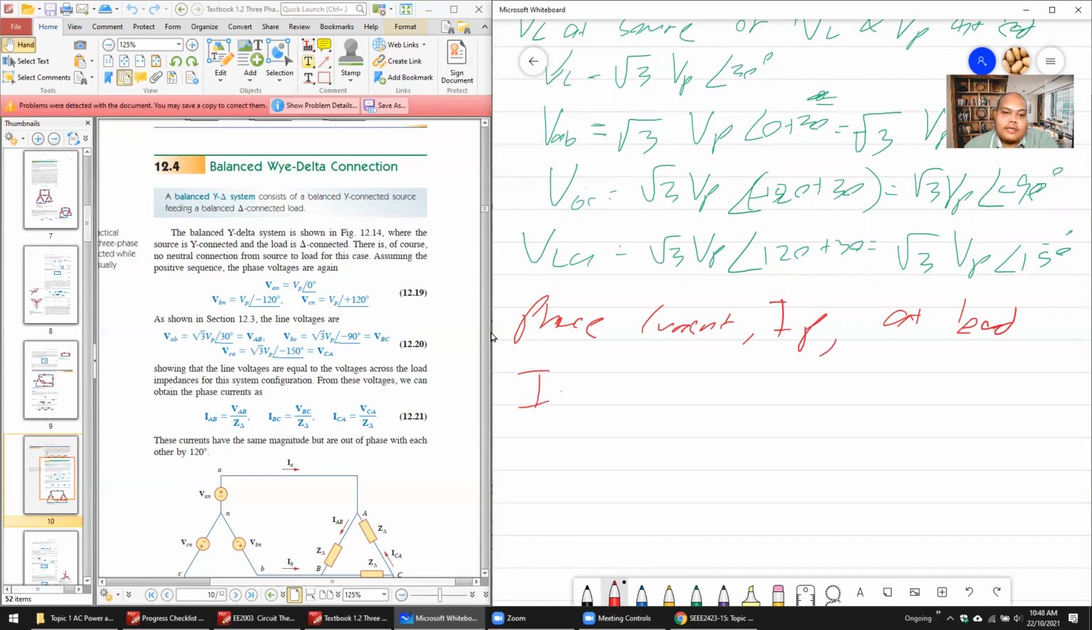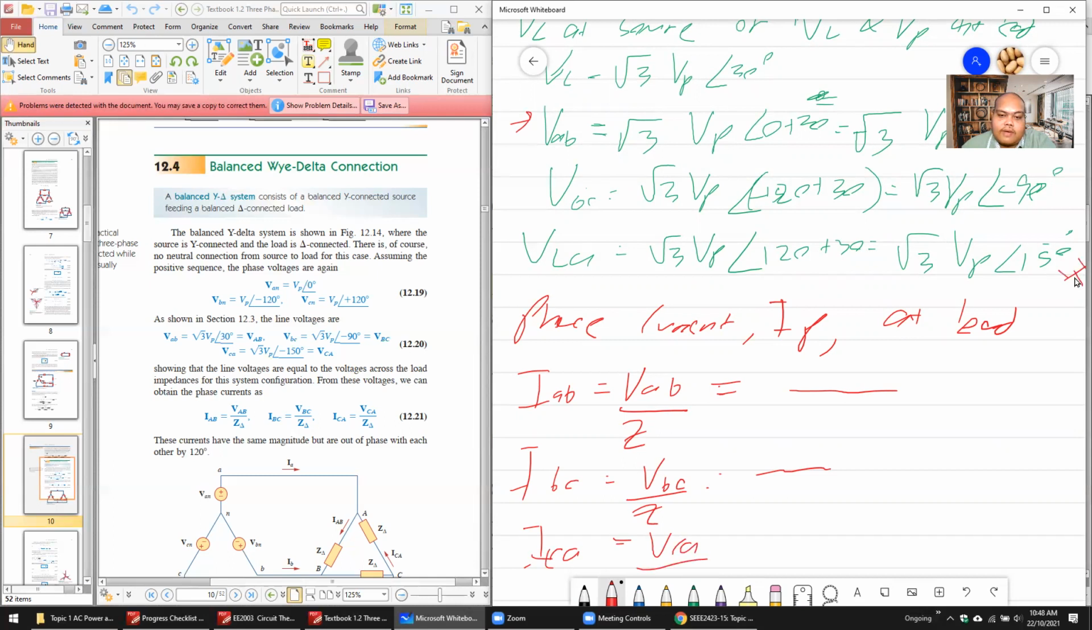So IAB is equal to VAB divided by Z. You have VAB here, VAB divided by Z, you get the answer. IBC is equal to VBC divided by Z, you get the answer. ICA, this is a complex number, so make sure your calculator is in complex mode. This one is VCA divided by Z. So you get the answer.